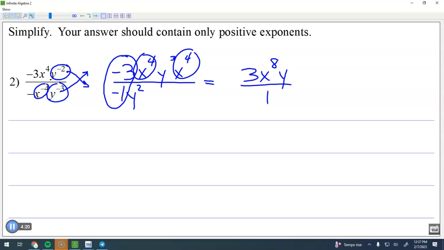Question on that? There's a lot going on there. Multiplication, division, there's negative exponents. Okay, keep going.